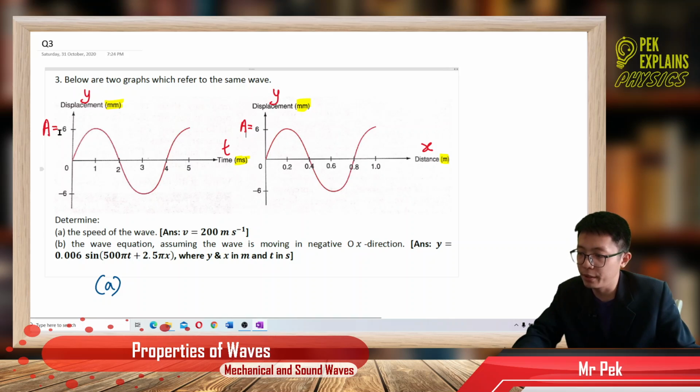What's the unit for the amplitude? Millimeter. That's why I asked you to check the unit. So amplitude is 6 millimeter. So for both, amplitude is 6 millimeter.